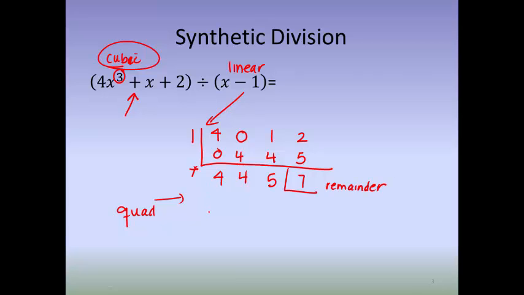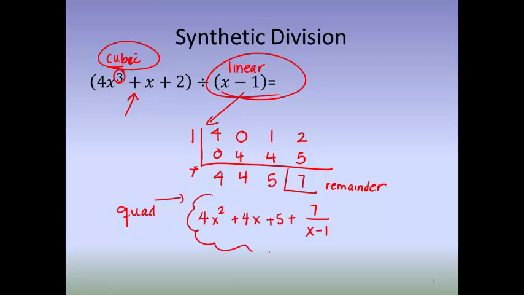So I can go ahead and drop this down and say, if it was a cubic, now it's a quadratic. And then I just continue to reduce the degrees until I get to the remainder, which I write over the linear term of x minus 1. And this is the resulting polynomial after using synthetic division. I got one more example.